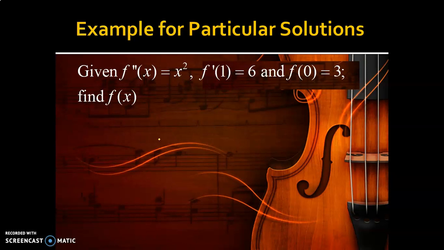So you would take the integral of x squared dx, which would be x cubed over 3 plus c. That's what f prime of x would be.